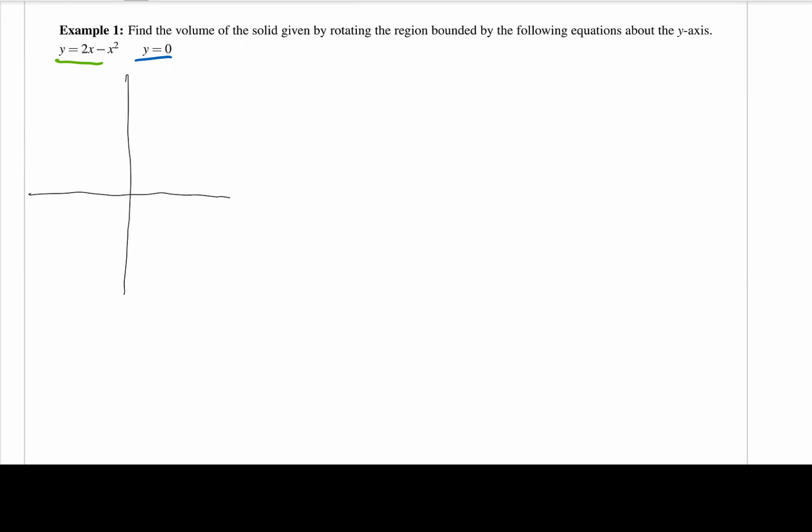First, I need to rewrite this green equation so I can get a better idea for what it looks like. So this will be y equals negative x minus 1 squared plus 1. And this I went over in the last video of how to complete the square. That's what I'm doing here, completing the square to get this equation. Okay, so this is a downward facing parabola that's been moved right 1 and up 1. So it looks something like this.